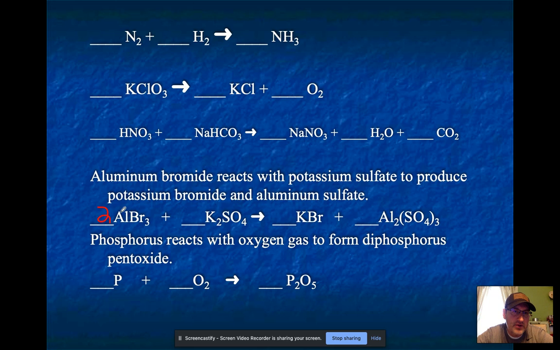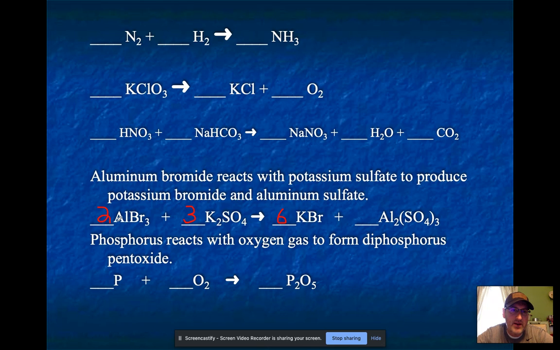Now, by putting this 2 out front here, that now gives me 2 BrP3. So Br3, Br3, that is 6 Brs. So I'm going to have to put a 6 out in front of here in order to give me 6 Brs. That now gives me 6 K, 6 potassium. So in order to get 6 K over here, because I already have K2, I'm going to have to put a 3 out front. So that gives me 3 K2s, which is 6 Ks.